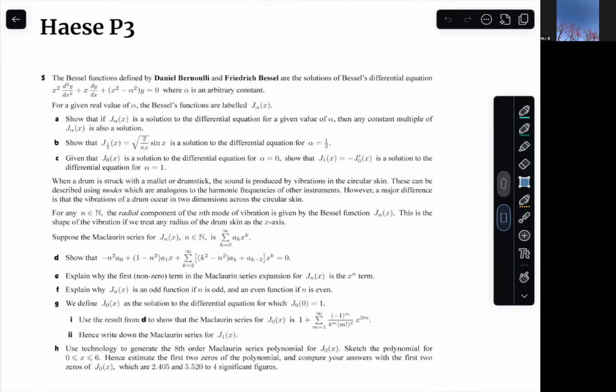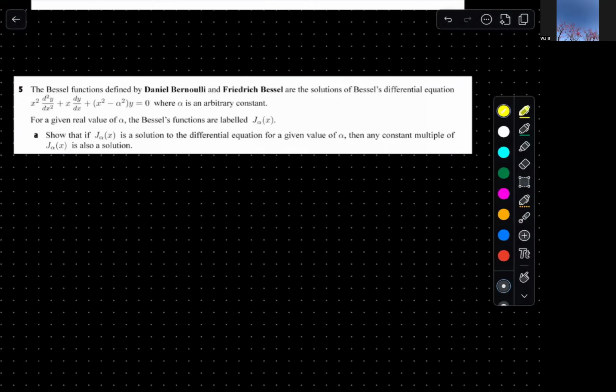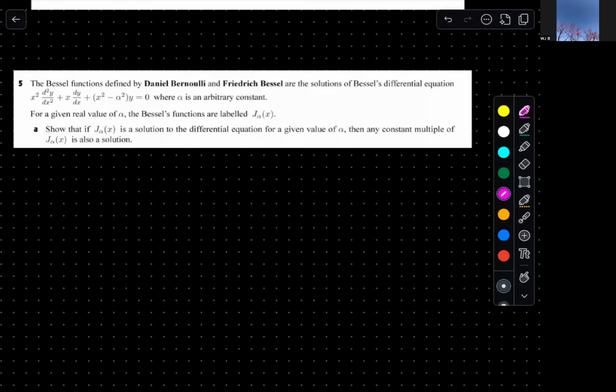Okay, so let's take a look at 5a. This is going to be a second order differential equation. A given real value of Bessel's functions are labeled J. For part A, show that it is a solution. If you want to verify, you're not finding a solution, you already have a solution. They ask you to verify. What you want to do is simply put this in. But I need to show that any constant multiple of J is also a solution.